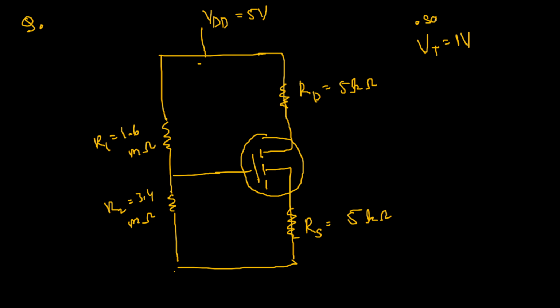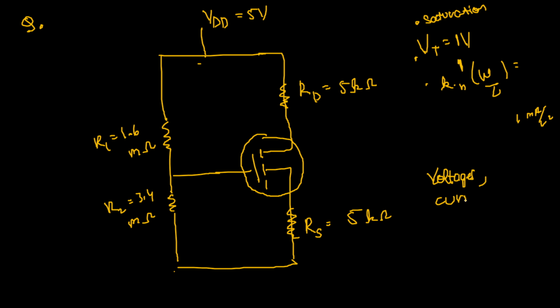It's said to be in saturation region, and we have K n dash W by L to be 1 milliampere per volt square. So now what we need to do is find all the voltages at all nodes and the currents flowing through each branch, and then we need to plot the load line.